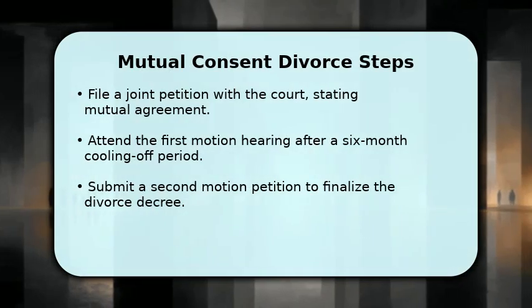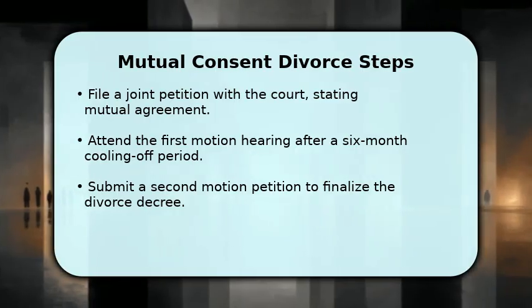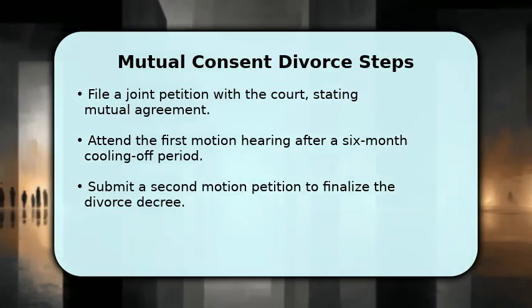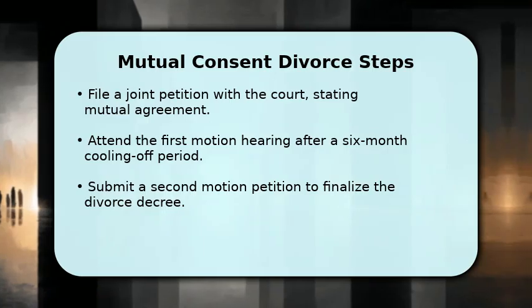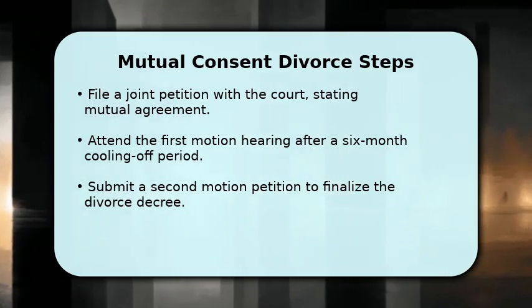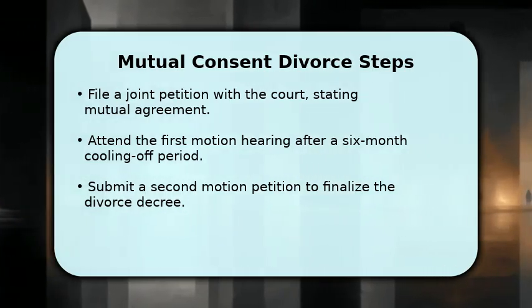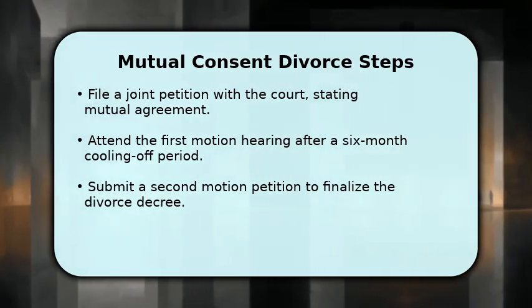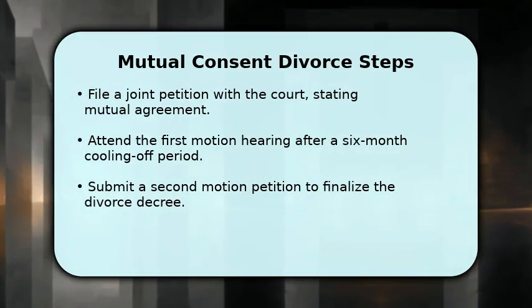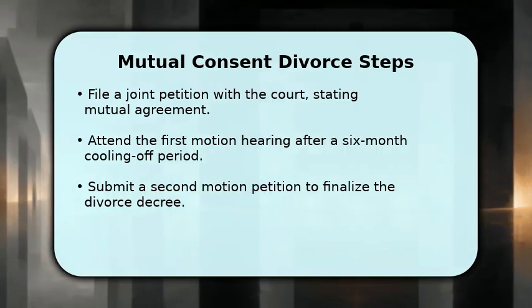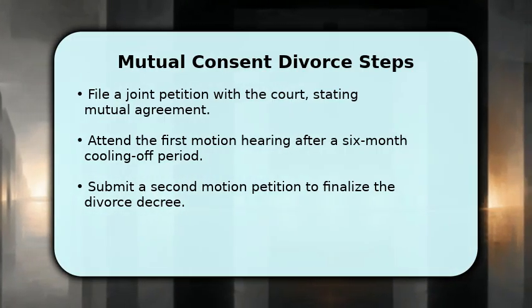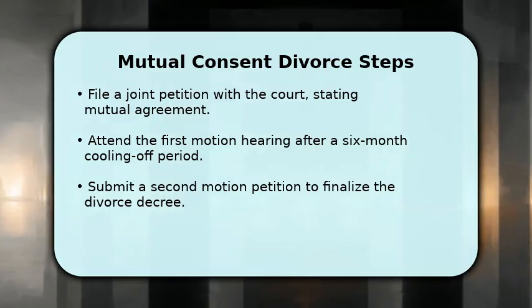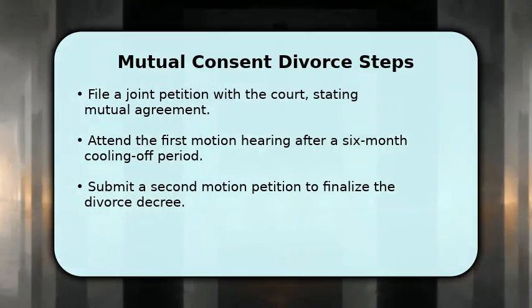For a mutual consent divorce, both spouses must jointly file a petition with the family court, clearly stating their agreement to dissolve the marriage. Following this, there is a mandatory cooling-off period, typically ranging from 6 months to 18 months, before the first motion hearing. After this period, both parties must appear for the first motion. Subsequently, a second motion petition is filed, leading to the court granting the final divorce decree.